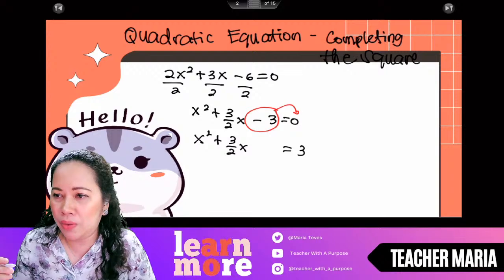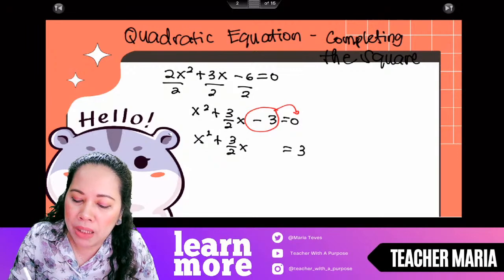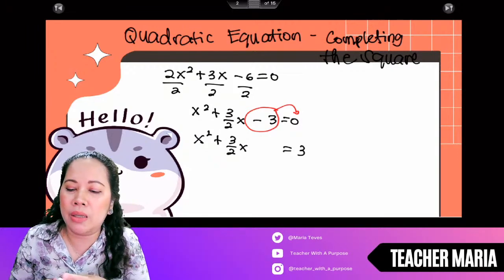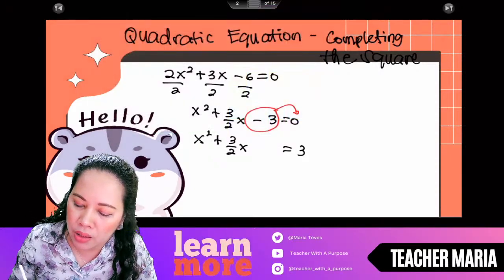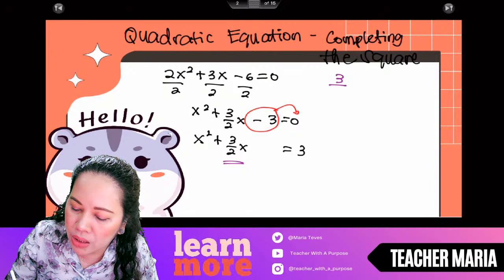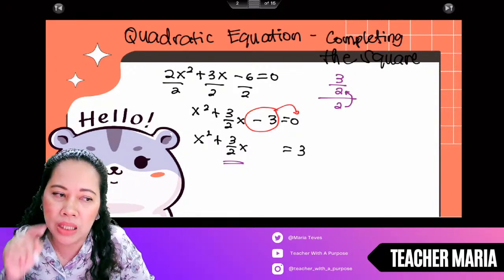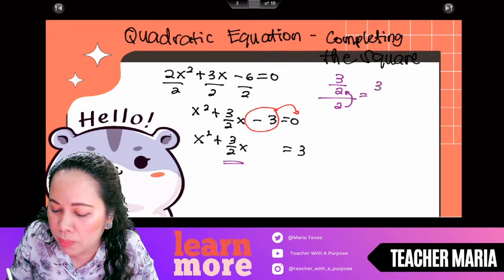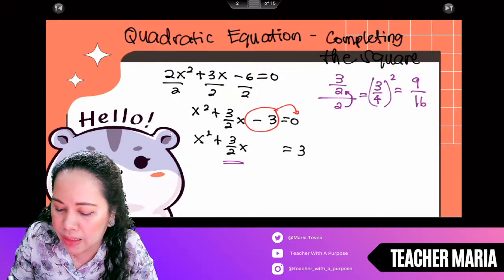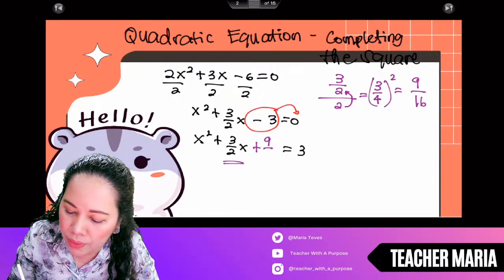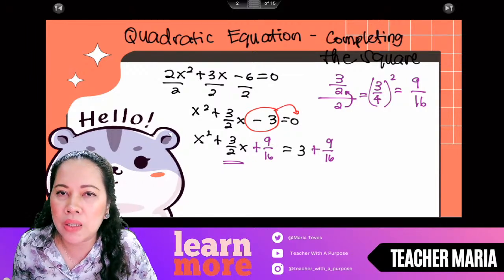That becomes positive 3. The second step is your middle term. You have to divide your middle term by 2. To find the perfect square trinomial, the middle term, which is 3 halves, needs to be divided by 2. What you need to do is multiply it to your denominator. So that will be 3 over 4. You square this, that will be 9 over 16. So you add 9 over 16 on both sides of the equation.